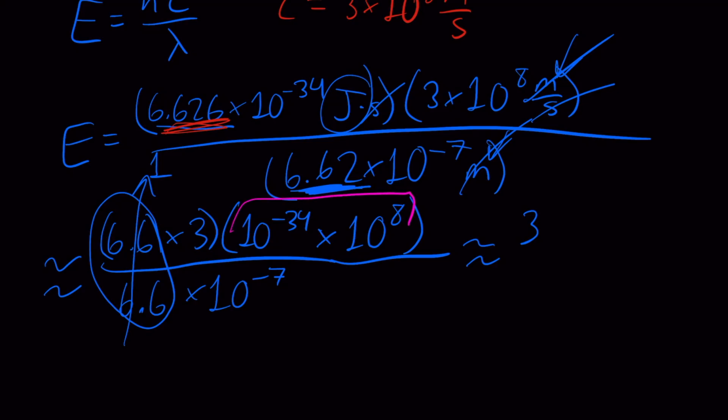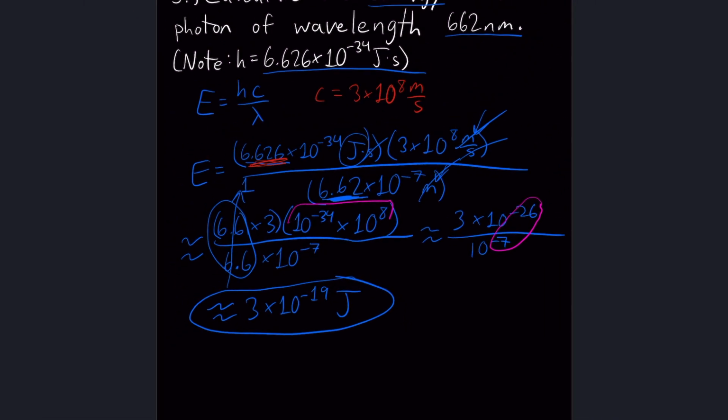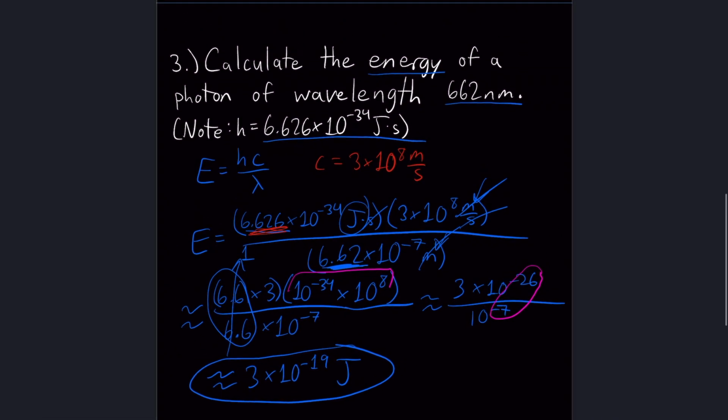Now let's take a look at this right here. Negative 34 plus 8, like we said last time, we're adding. We're going to have times 10 to the negative 26 all over 10 to the negative 7. Now all you have to do is subtract negative 26 minus negative 7, right? So that's going to equal 3 times 10 to the negative 19 joules, and that will be our answer. Let me zoom out so you can see the whole picture. Hopefully that makes sense, and hopefully it helped.